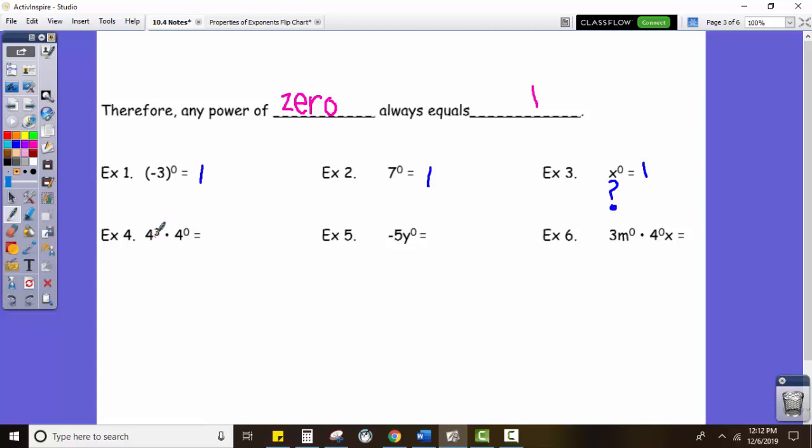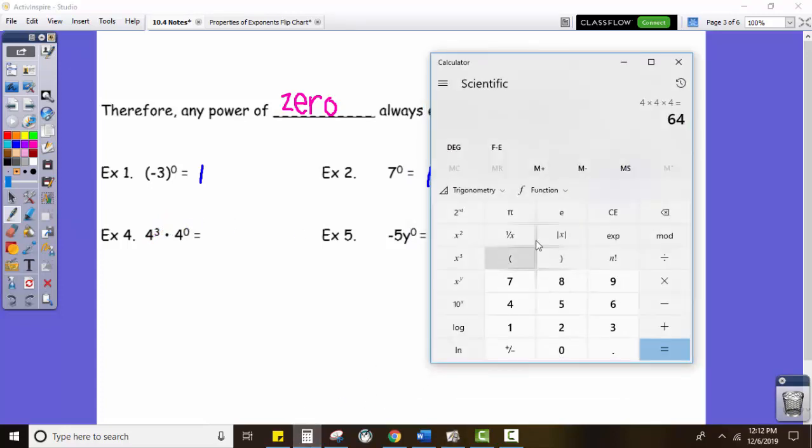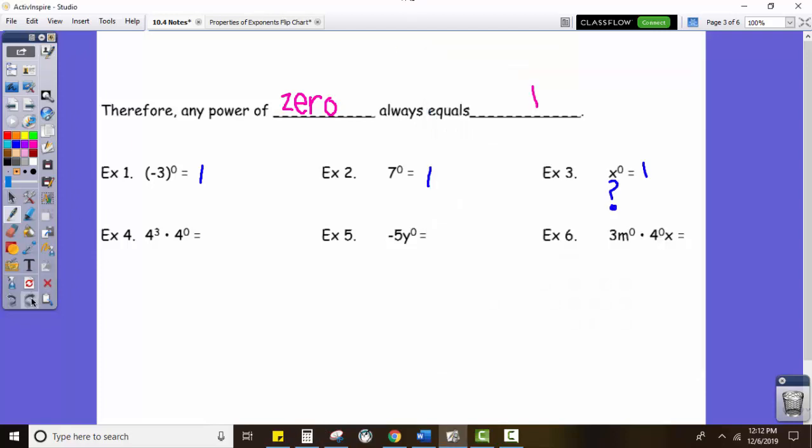So first one, 4 to the third times 4 to the 0 power. So if I take a look, 4 to the third, 4 times 4 times 4, that gives me 64. So I know this is 64, times 4 to the 0 power. I know 4 to the 0 power is 1. So 64 times 1 is just 64.